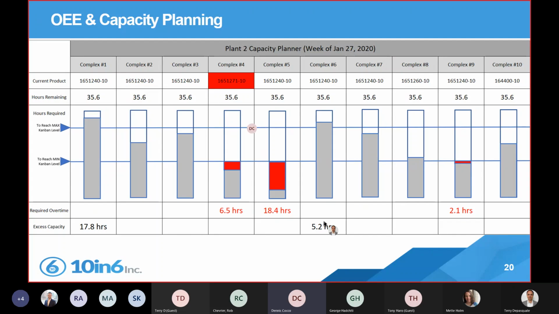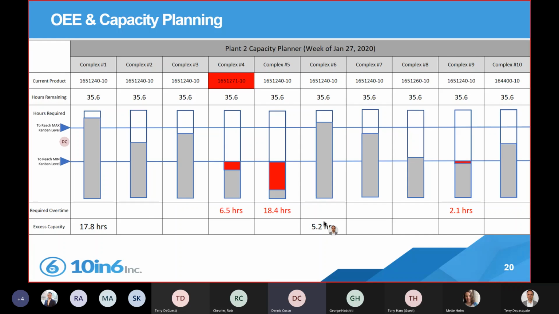So by having a visual graphical interface at the beginning of the week, you can see all upcoming orders, you can see how many hours you're going to have to run on every machine based on the historical rate of the OEE of the current machines that you have. You can see how many hours are left in the week and how many hours are required to reach your min and max Kanban levels of your inventory based on customer demand.